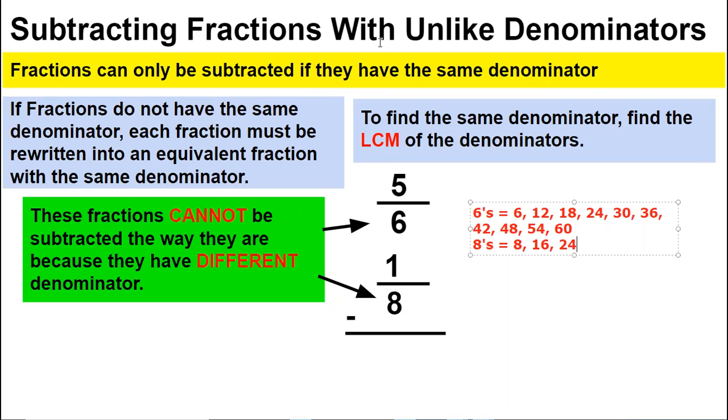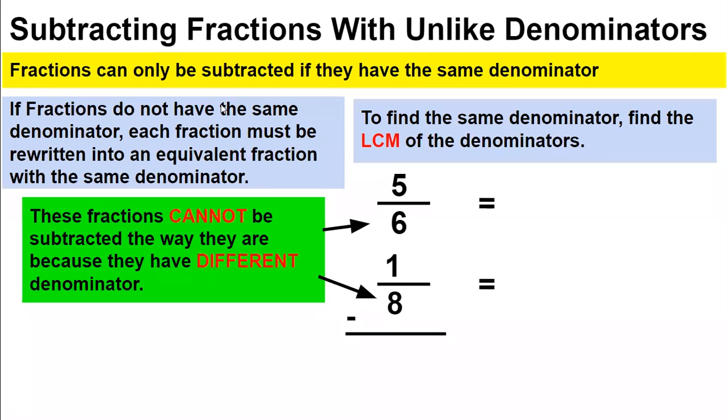So let's circle those. I didn't mean to switch those colors, but that's okay. Oh, 24, not 30. 24 and 24. So that is my match. That's what I'm going to use for my least common multiple, bottom denominator, called the least common denominator.